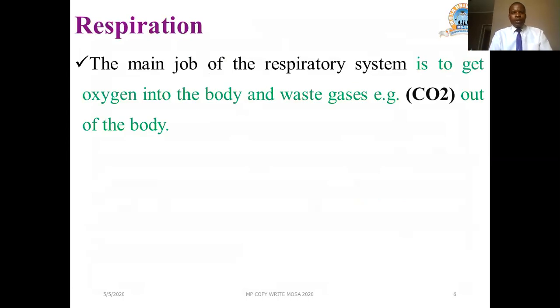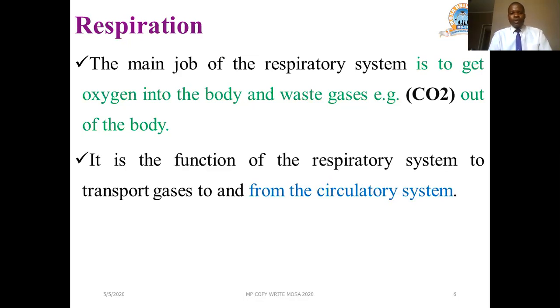Respiration. The main job of the respiratory system is to get oxygen into the body and waste gases, e.g., carbon dioxide, out of the body. So the main purpose of respiration is to provide the body with oxygen as well as to get rid of carbon dioxide that keeps on accumulating in various body tissues due to a variety of chemical reactions that take place in these tissues.